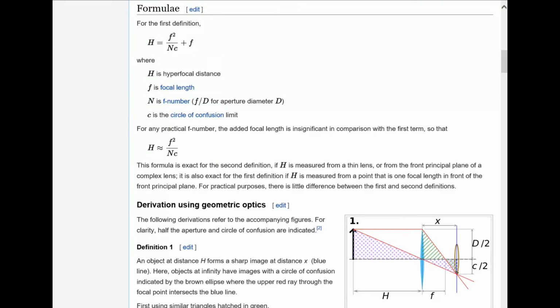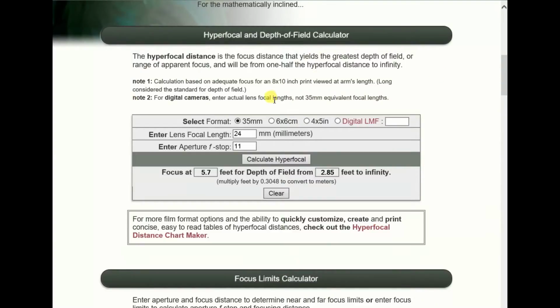A lot of you, though, might want to find a hyperfocal distance calculator online, as I've got here. So I'm selecting my format being full frame or 35mm. I'm going to put my lens focal length in of 24mm. I'm going to do my aperture. Let's change my aperture here to f8, for example. So this is telling me that I'm going to focus my lens at 7.9 feet away, for a depth of field from half of that, so 3.95, all the way to infinity.